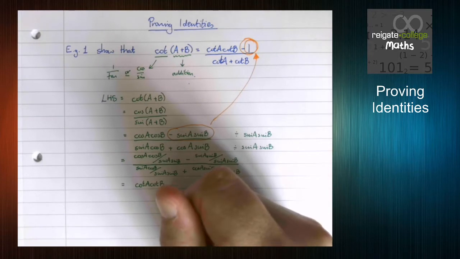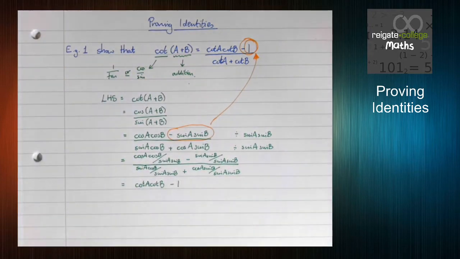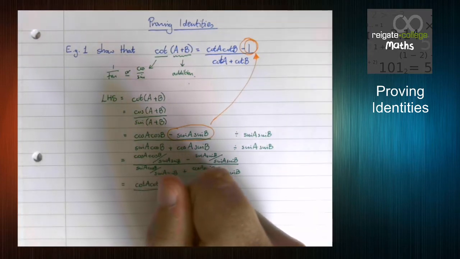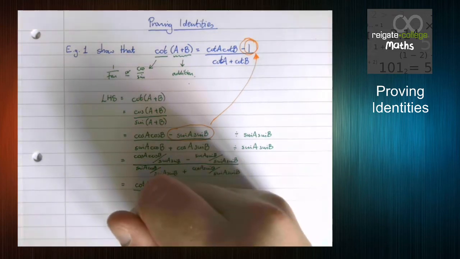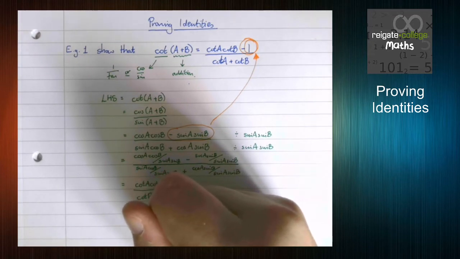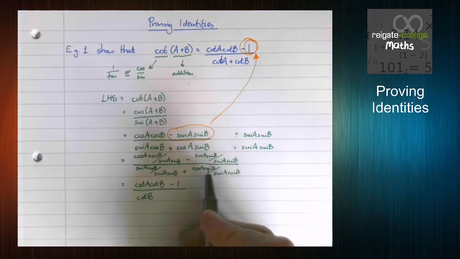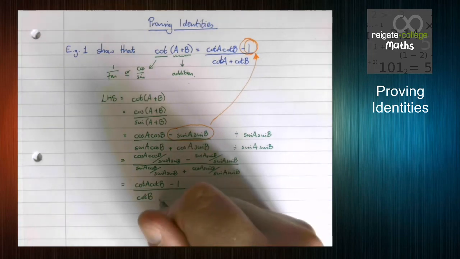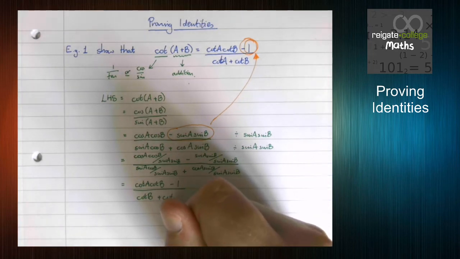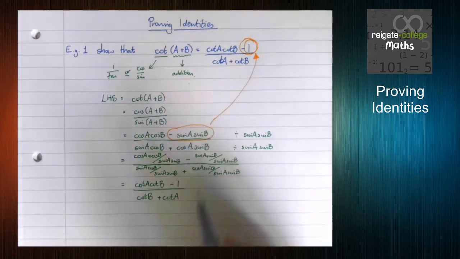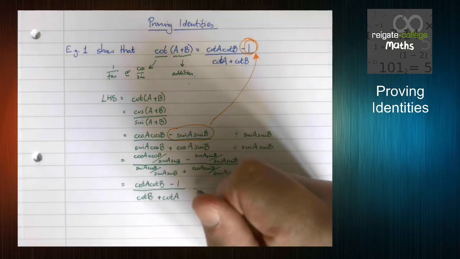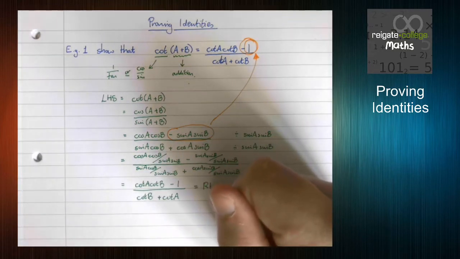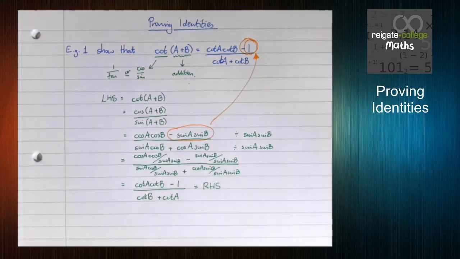We've already established that that's going to be 1. The sin A's are going to cancel here, and we're going to get cot B. The sin B's are going to cancel here, and we're going to get cot A. Now I know it's not written exactly the same way round as here, but cot A plus cot B is the same as cot B plus cot A. So we don't actually need to do any more. We're done.